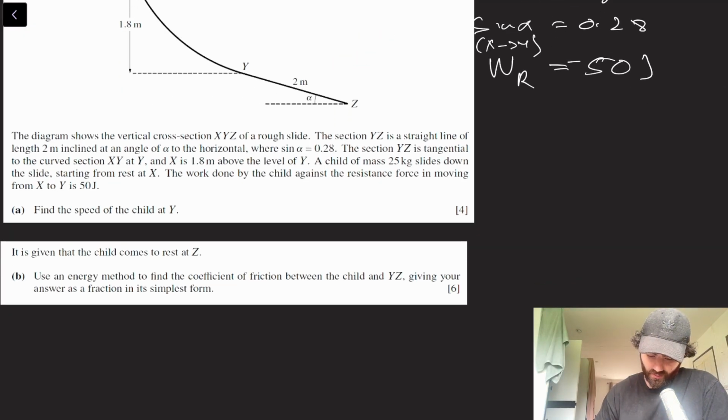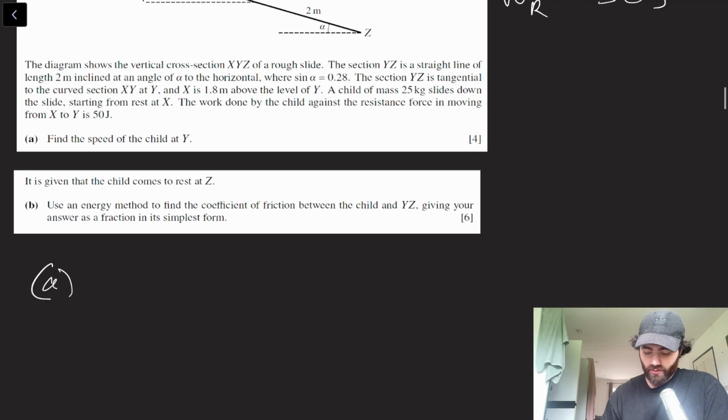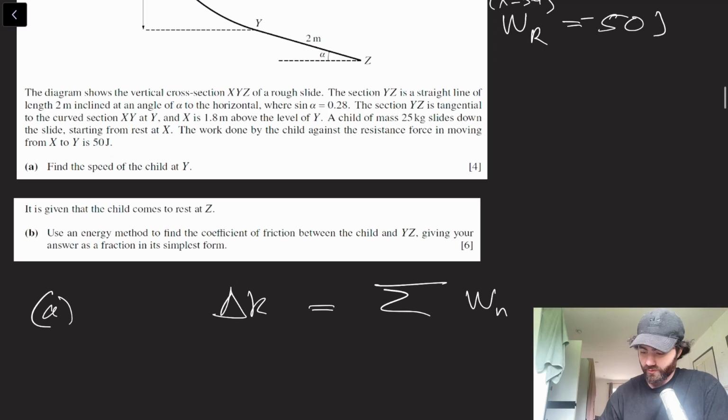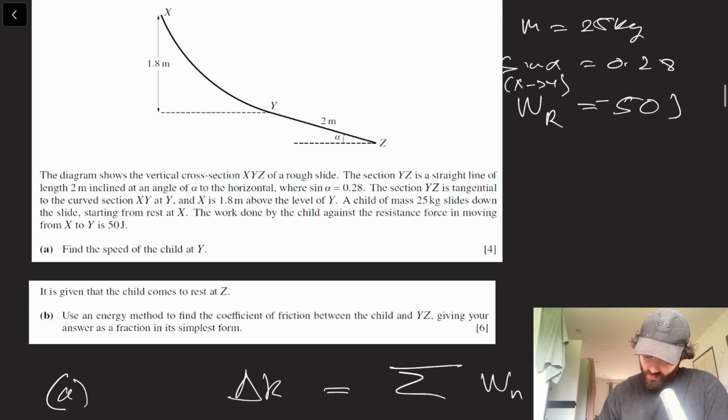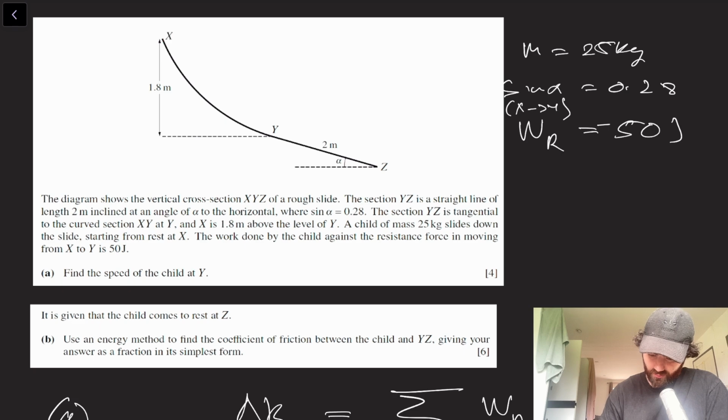Anyway, okay, find the speed of the child at Y. Well, this just comes from, I have a video on this called the work energy question. The change in kinetic energy is the sum of the work done through its motion. So the speed of the child at Y. Does he start at rest? The child slides down the curve starting from rest at X. Okay, so we've got our child up here, starting from rest.